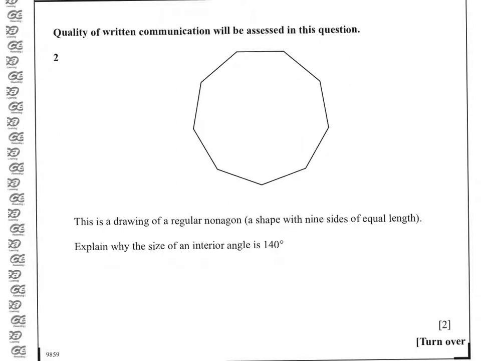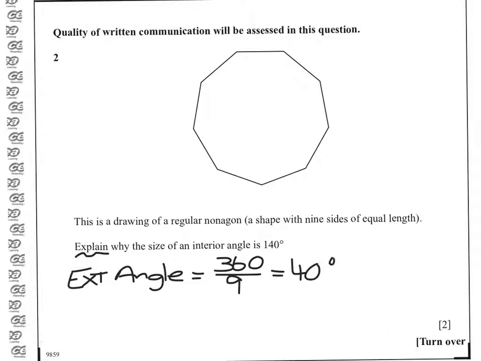So this is a quality of written communication question, and the word explain. Remember, when it says explain in maths, that means sums and words. So the exterior angle will be the 360 divided by 9, which is 40 degrees. Interior equals 180 minus 40, which equals 140 degrees.